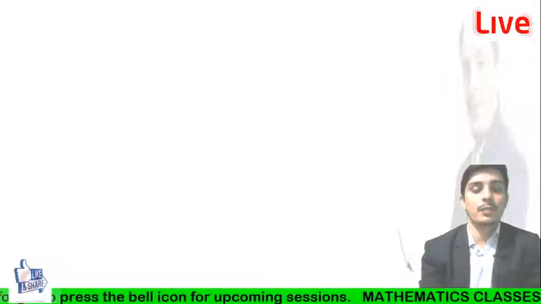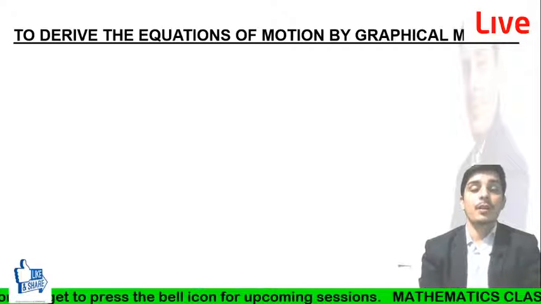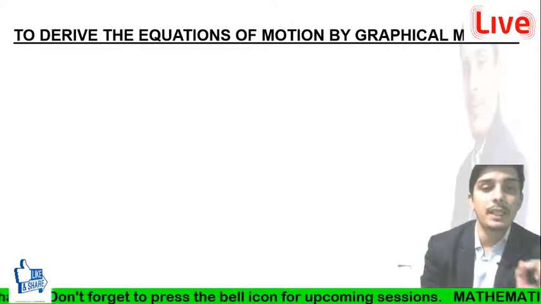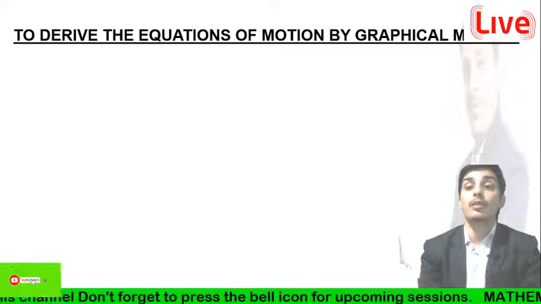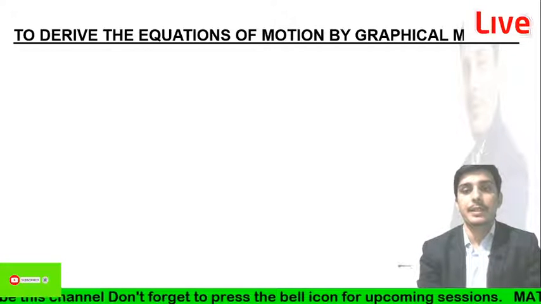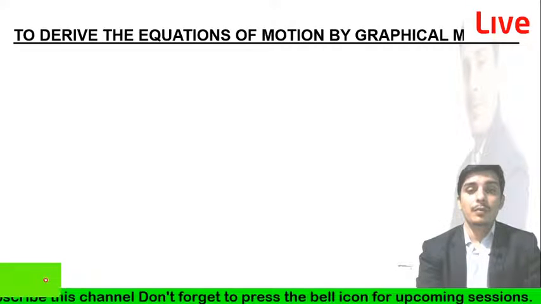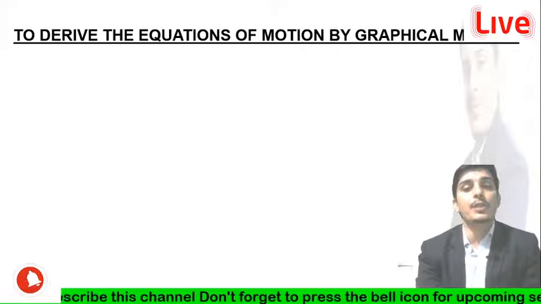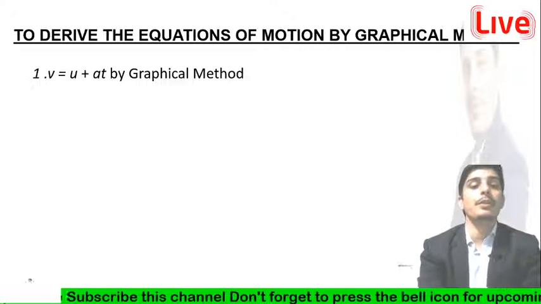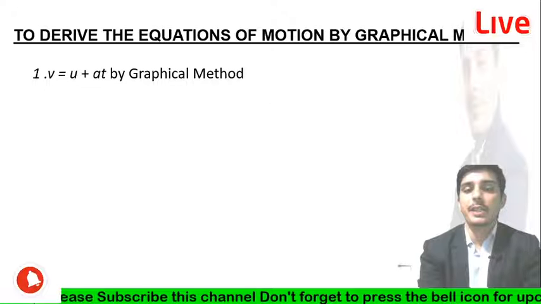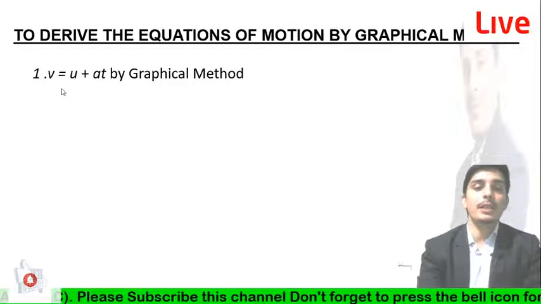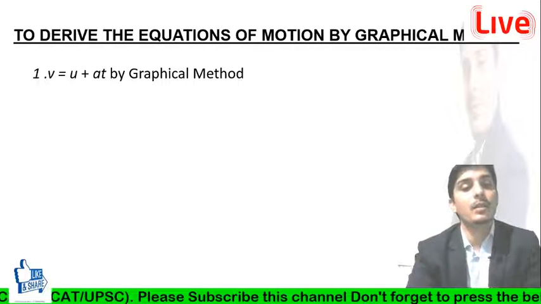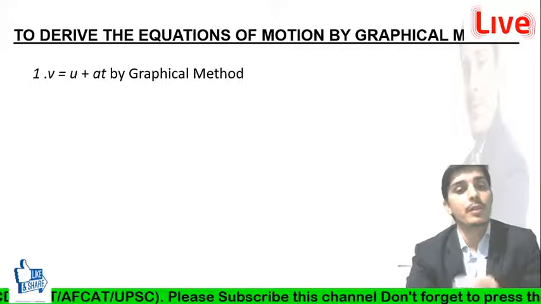Okay, so guys, I am going to start without wasting time. First I will derive the equation of motion by the graphical method. With the help of a graph I am going to derive the equation of motion. The first equation of motion, we know, is v equal to u plus at. It is the first equation of motion.